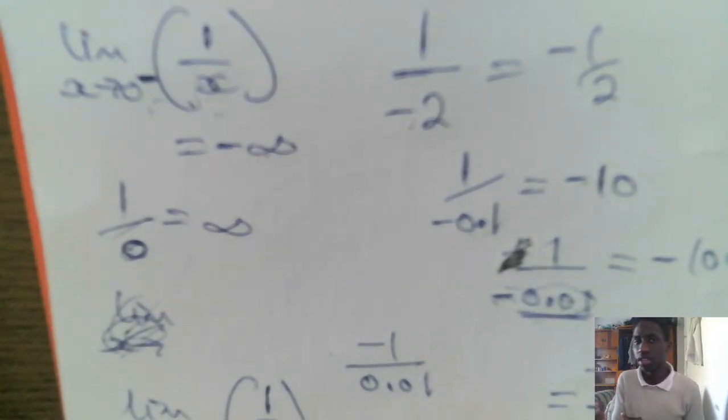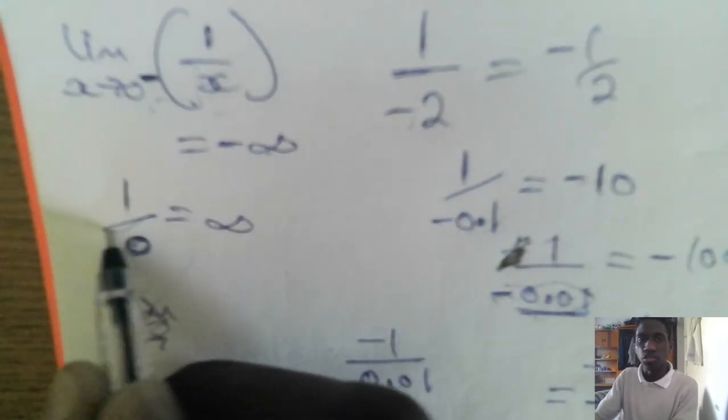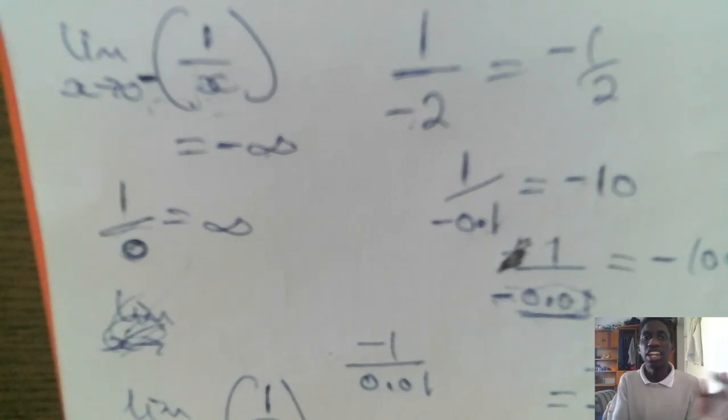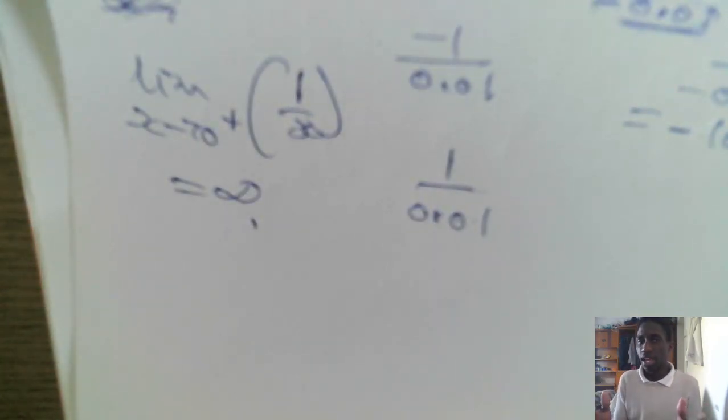Now, another concept is that when you have 1 divided by 0, this is seen as a very large number. It's infinite. Okay, it's undefined, but it can be seen as very large. For the limit of 1 over x as you approach 0 from the right, as you're approaching 0, you get big numbers. For instance, 1 over 0.01 would give you 100.